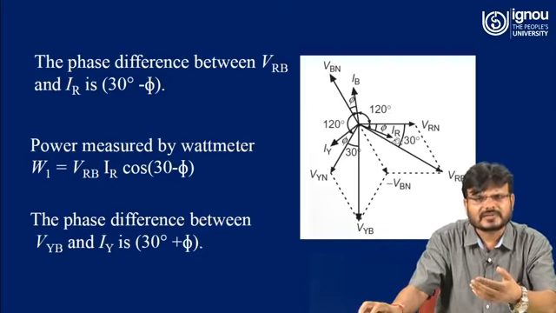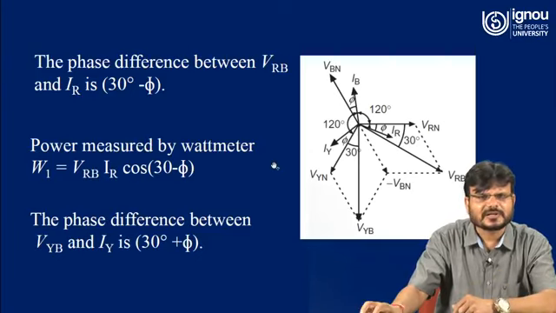That is current IR multiplied by this VRB and power factor. Power factor means cosine of the angle between this VRB and IR, and that angle is what? 30 minus phi. So power measured by W1 is equal to VRB multiplied by IR into cos(30 minus phi).